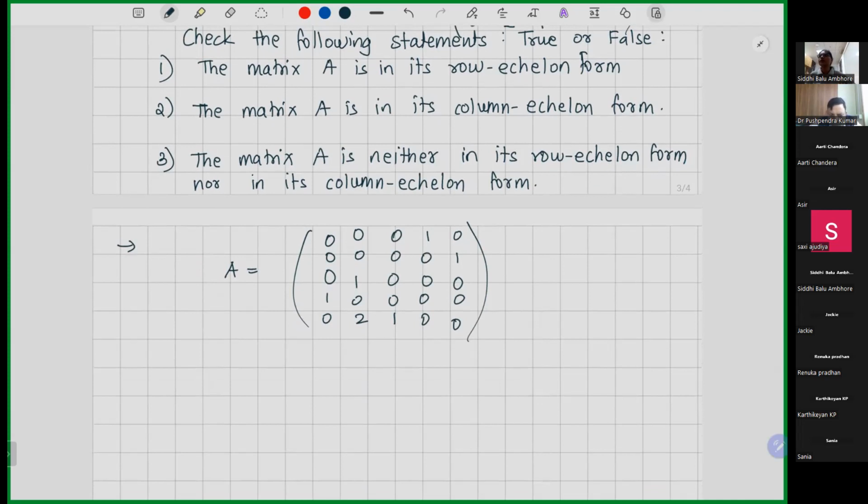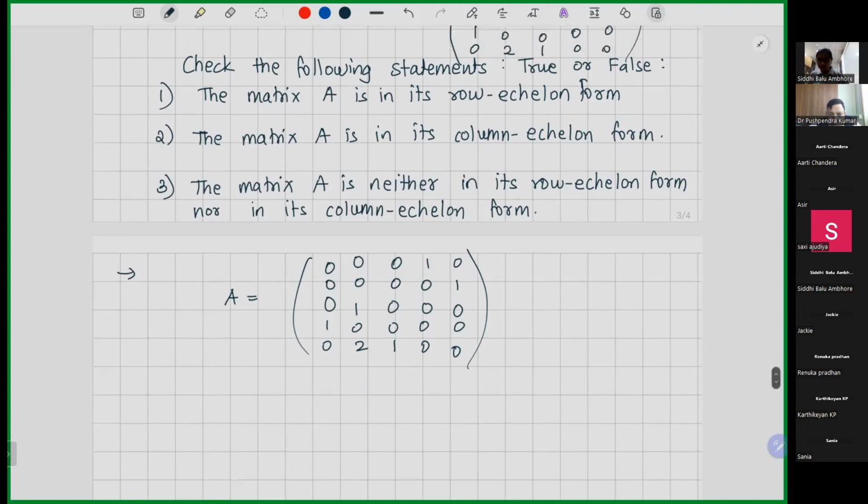Okay, so already we have one guess in the chat that it is not in row, but it is in column echelon form, as already said by Karthikeyan. So, which is true? It is not in row echelon form, but it is in column echelon form, and we'll check. So we'll start checking for the rows. So first row is okay. 1 is there, and below that everything is 0.